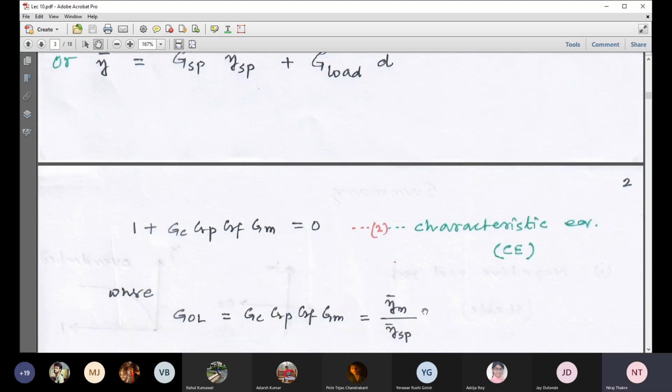And here, this second term we consider as the open loop transfer function, G suffix OL. And remember, this open loop is a little different than the open loop we have considered so far.